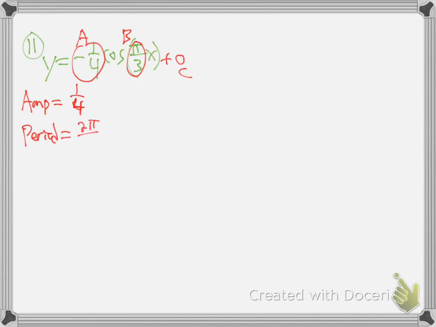Period. 2 pi over B. 2 pi over, oh yeah, that's a little weird. Let me help you with that. 2 pi over 3. Good so far? It's kind of weird looking, huh?